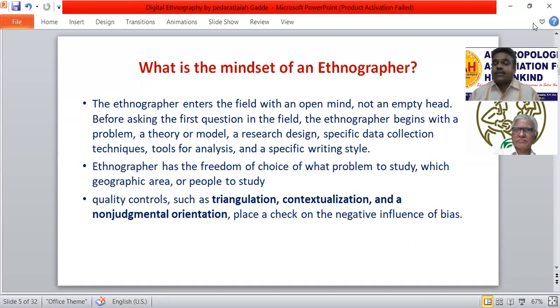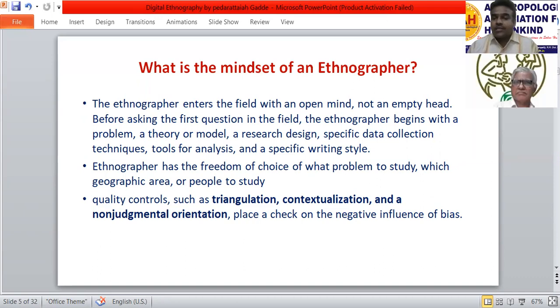The ethnographer has quality controls in his mind, such as the method of triangulation, contextualization, and non-judgmental orientation. Triangulation is a technique to analyze results of the same study using different methods of data collection. It is used for three main purposes: to enhance validity, to create a more in-depth picture of a research problem, and to interrogate different ways of understanding a research problem.